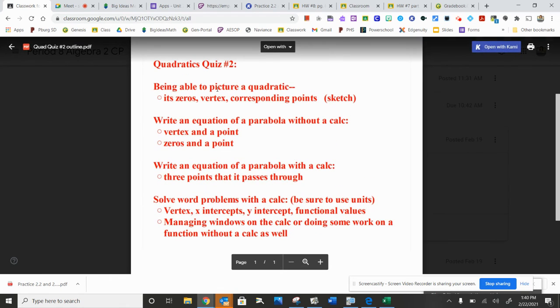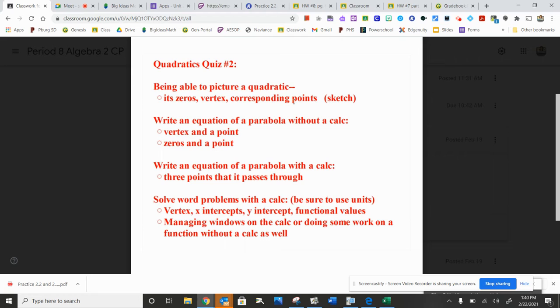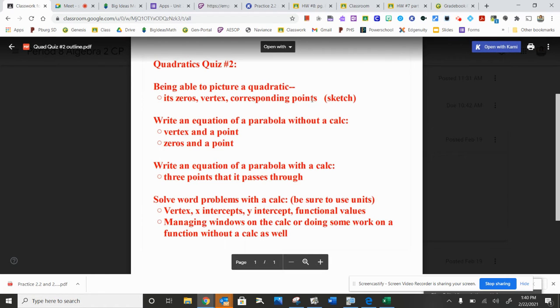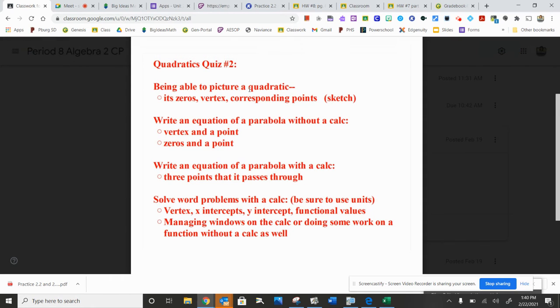You should be able to picture a quadratic in your mind by drawing a sketch. Think about corresponding points. Okay, you will not be required to do intricate sketches for this quiz. That was covered in the first quiz. But you will need to be able to, if I give you a point and tell you where the axis of symmetry is, locate another point and so forth.